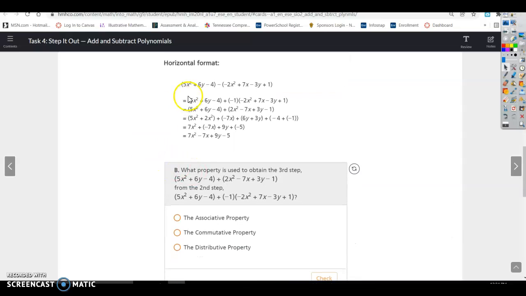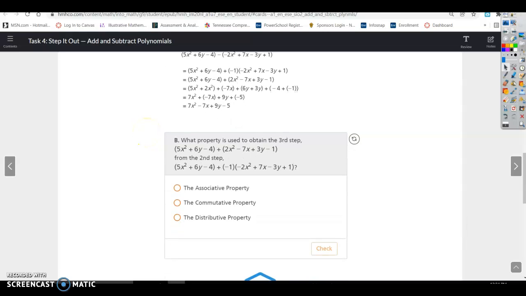Alright, the horizontal format. Horizontal just means it's laid out horizontally, and then you just combine the like terms like we did before. See here, they are doing the negative 1 times everything, so they did distribute that negative 1 here first, which is always the best idea in order to do that.